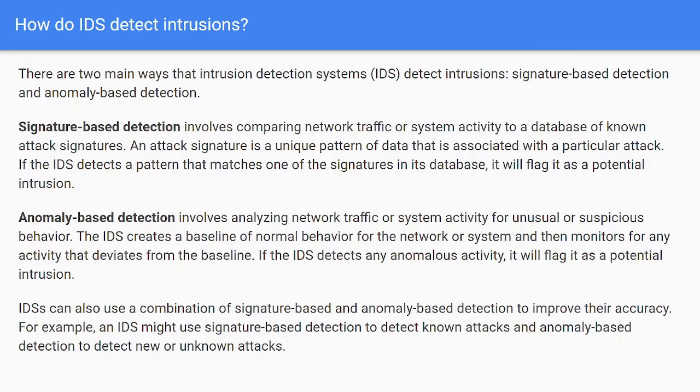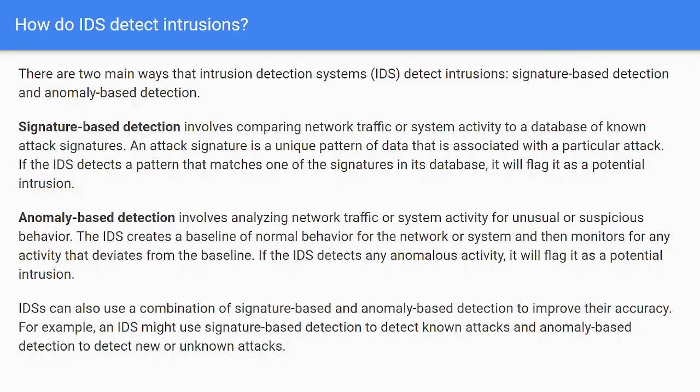So let's say, for example, a DDoS attack, that's a denial of service attack, right? We have particular signatures for a DDoS attack. We know that if this and this and this is happening, this is a signature based attack. So the signature based detection will compare the network traffic to the DDoS signatures, and when it detects that this information or this behavior matches this particular signature, it will flag it as a potential intrusion.